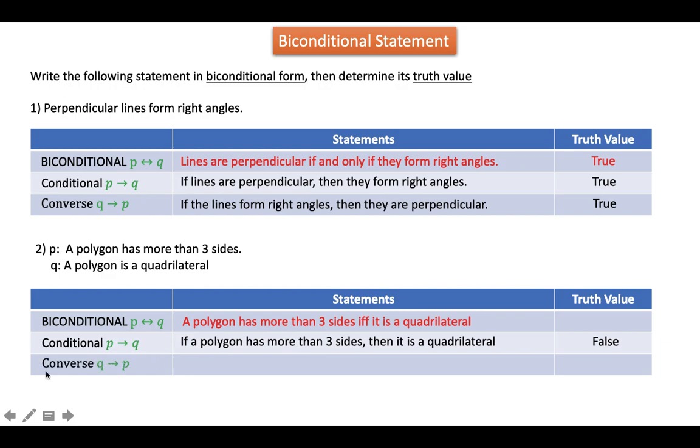How about its converse statement? We'll simply interchange the if and then. So this will be our if: if a polygon is a quadrilateral, then our conclusion will be the hypothesis of our conditional: it has more than 3 sides. Let us now analyze our converse statement. If a polygon is a quadrilateral, okay, so when we say quadrilateral, it is a polygon with 4 sides, then it has more than 3 sides. Do you agree? Yes, because a quadrilateral, or a 4-sided figure, has more than 3 sides. So we can say that this converse statement is true.